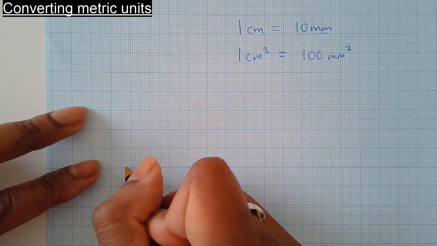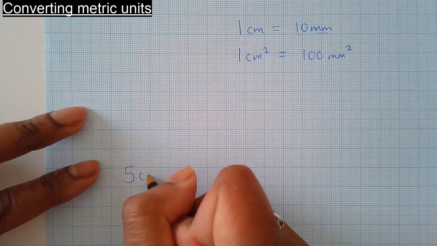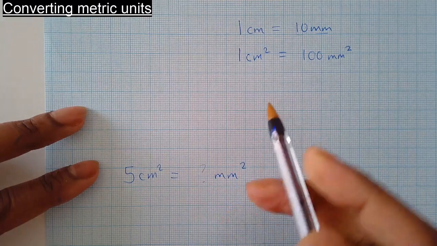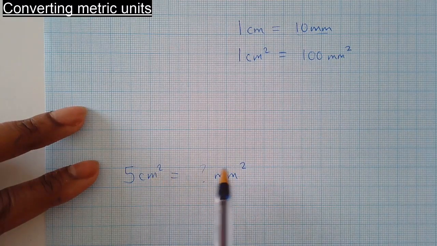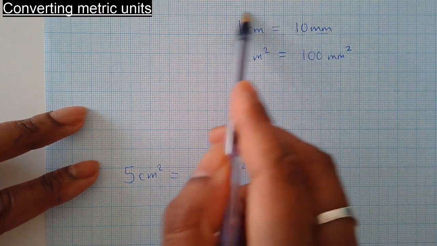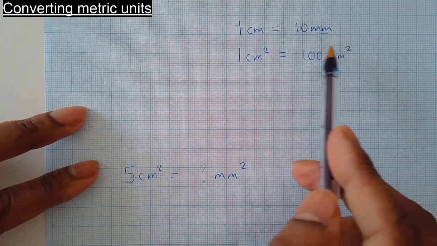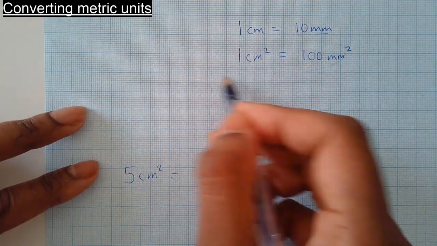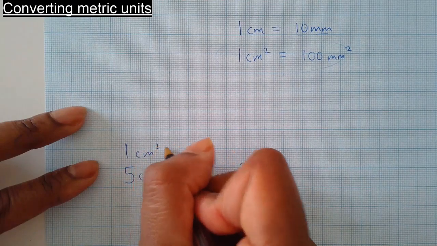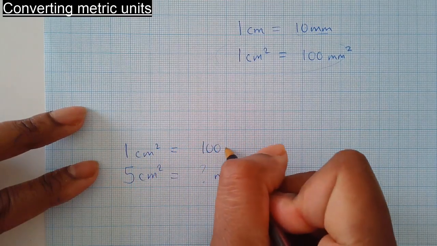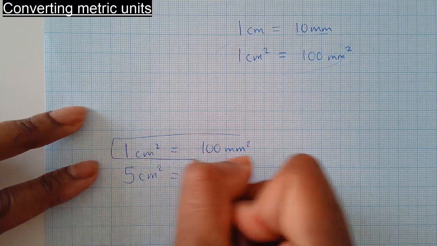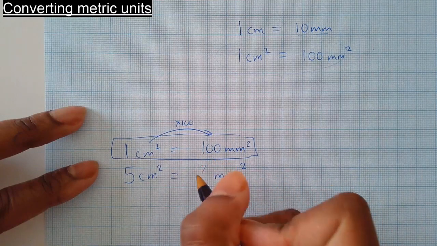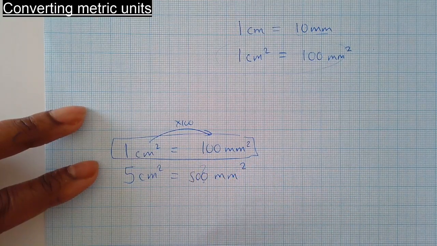What if now, let's say we want to change 5 centimeter squared into millimeter squared? What's the connection between centimeter squared and millimeter squared? Well, we just found that out, didn't we? We started off with this, then we did 10 squared to get 100. So let's just write that down over here. 1 centimeter squared is equal to 100 millimeter squared. So I'll be going this way, so we times by 100, it'll be 500 millimeter squared.